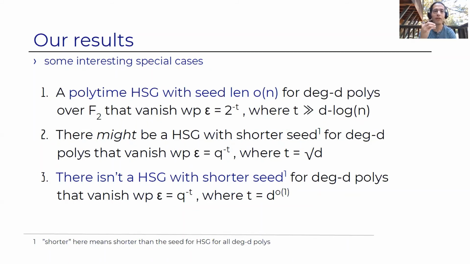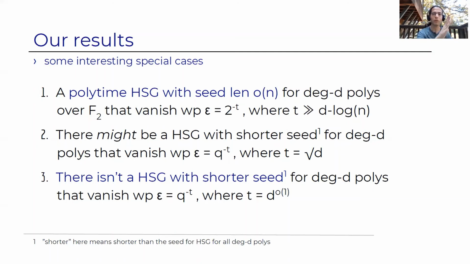So around the area of q to the minus d, we can construct an explicit hitting set generator. Or in more detail, we construct a polynomial time computable hitting set generator with non-trivial seed length, smaller than n, for degree d polynomials over F2 that vanish with probability 2 to the minus t, where t is close to d. Specifically, t is larger than d minus log n. So it's really just an additive log n term close to d.